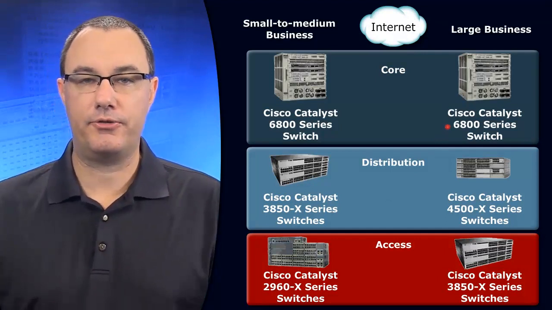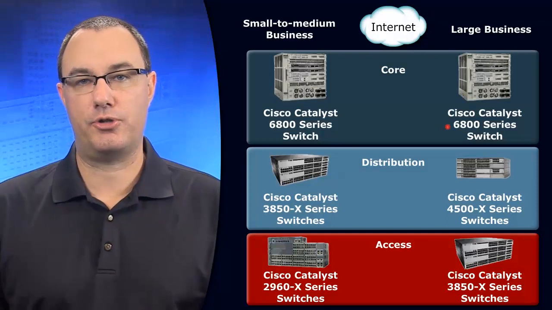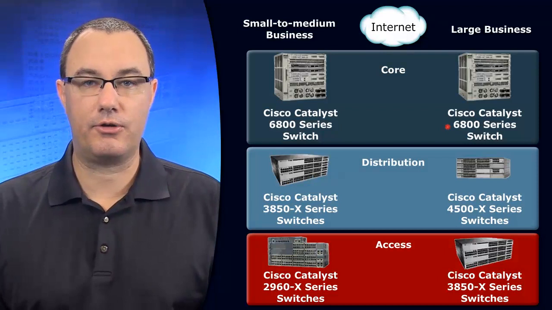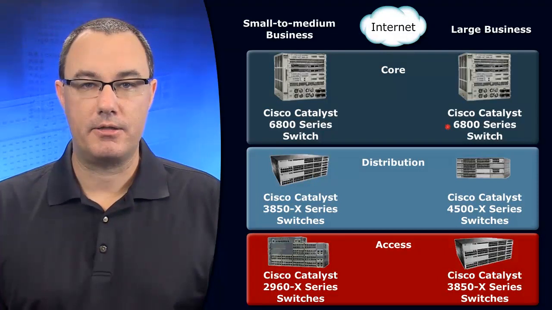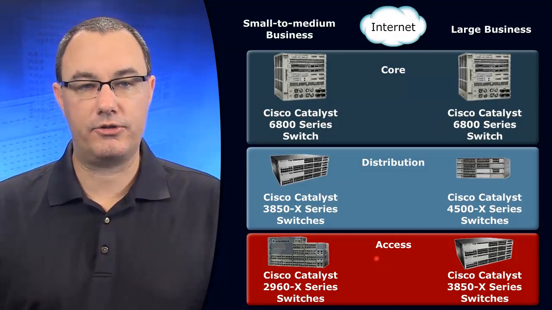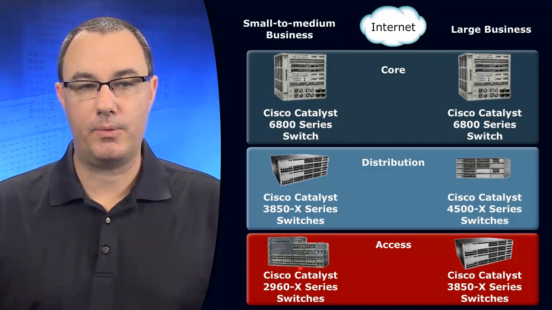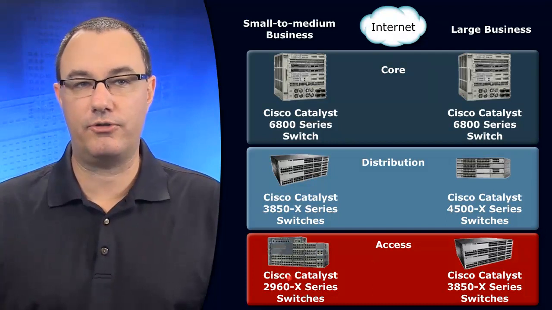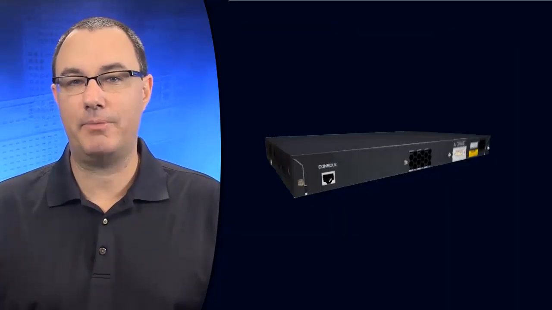Well, this is a really concise picture of what you might use at the certain layers of the three-layer hierarchical model. And let's start off with the access layer. Now, when we talk about the 2960s, these are access layer switches through and through. What do we mean by that?